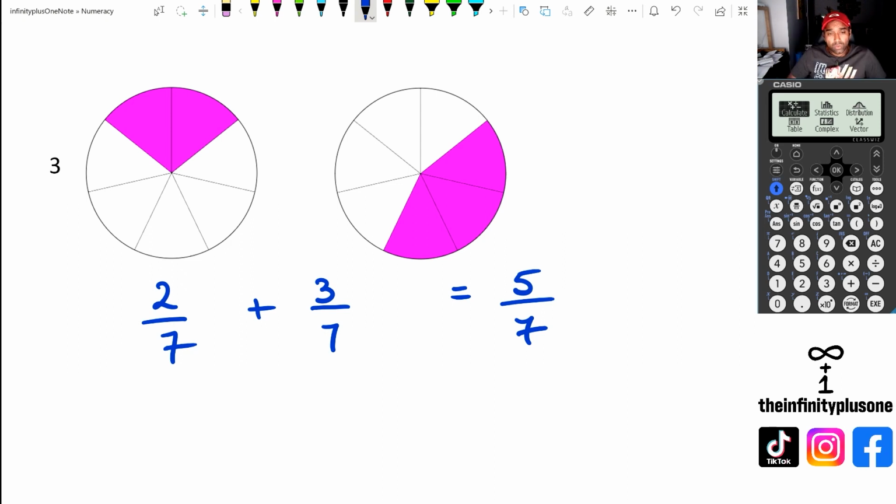So remember that when you want to add fractions, you want to make sure that the denominators are the same, and then you just add the numerators together. A lot of folks end up adding the denominators, which you don't actually do. In the next video in this particular series, we will look at how to add fractions with different denominators.